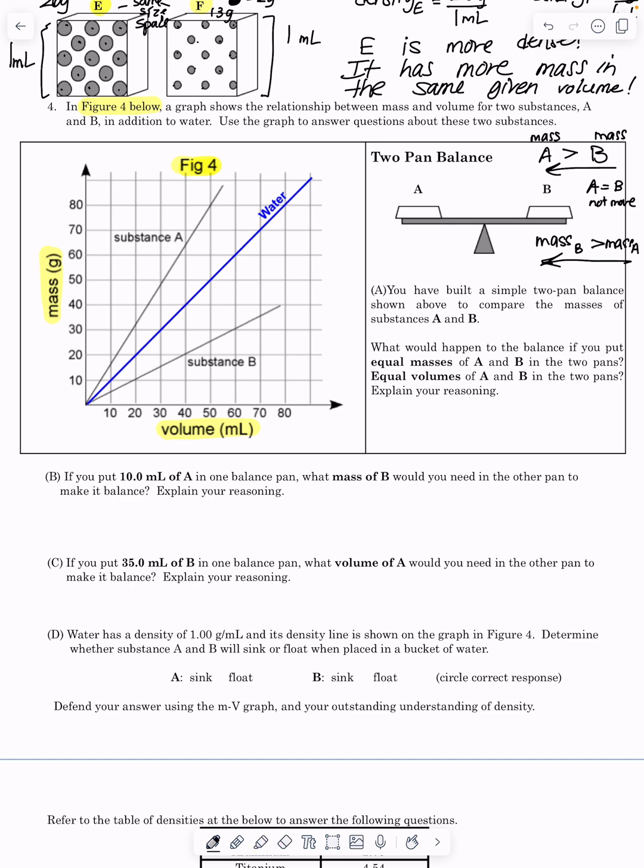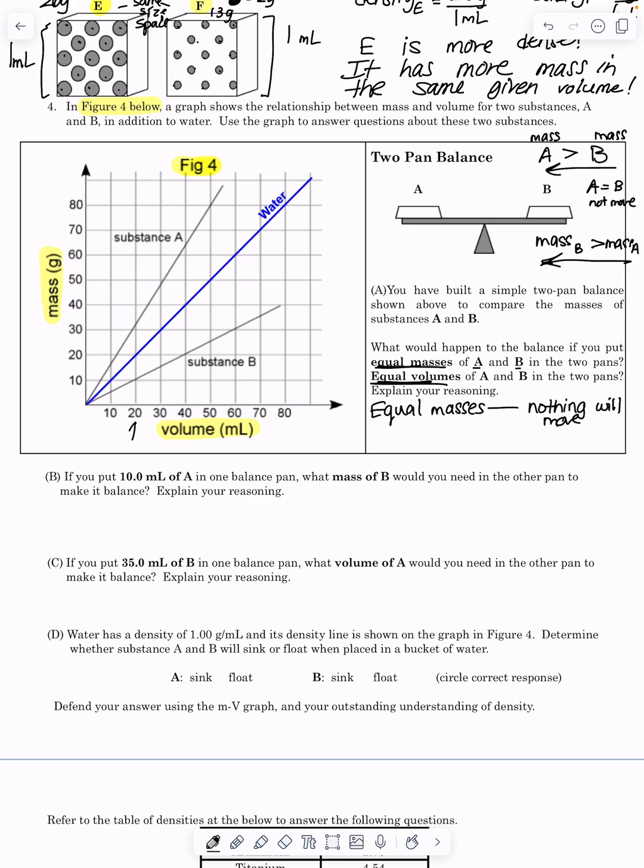So let's answer this question now. What would happen to the balance if you put equal masses of A and B in the two pans? Equal masses, nothing will happen. Nothing will move. But now the second question, what happens if you put equal volumes of A and B? Now this is tough. We're going to need the graph to look at this, and we've done this in our notes. Let's identify a volume.